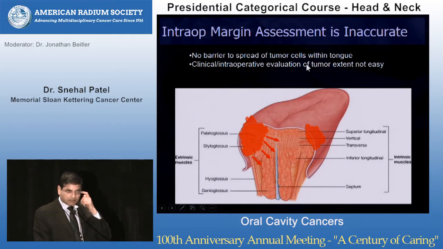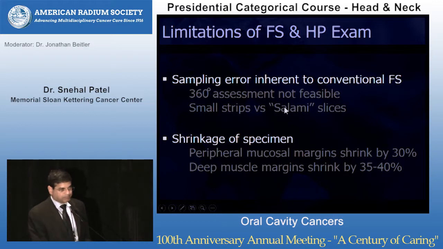And the underlying reason is that once the tumor infiltrates into the muscle of the tongue, there really is no barrier to tumor spread within the tongue. And there's no real clinical or intraoperative tool that you can use to evaluate the extent of tumor. We use frozen section, we use histopathology, but these are all kind of crude and inaccurate methods to assess margins.